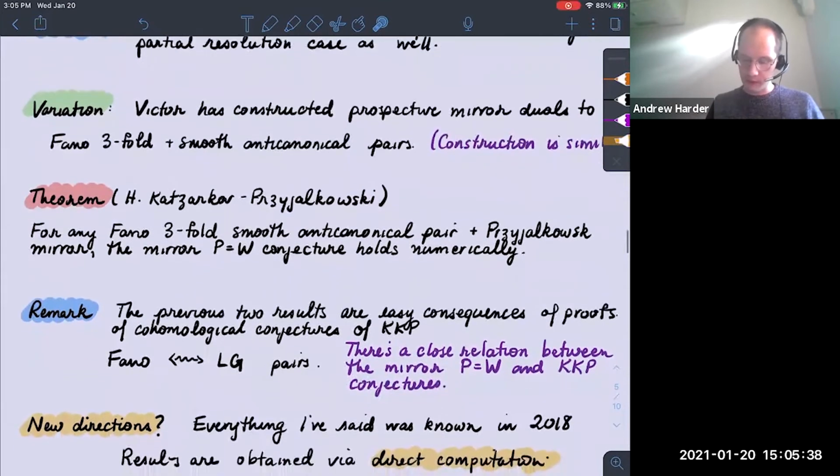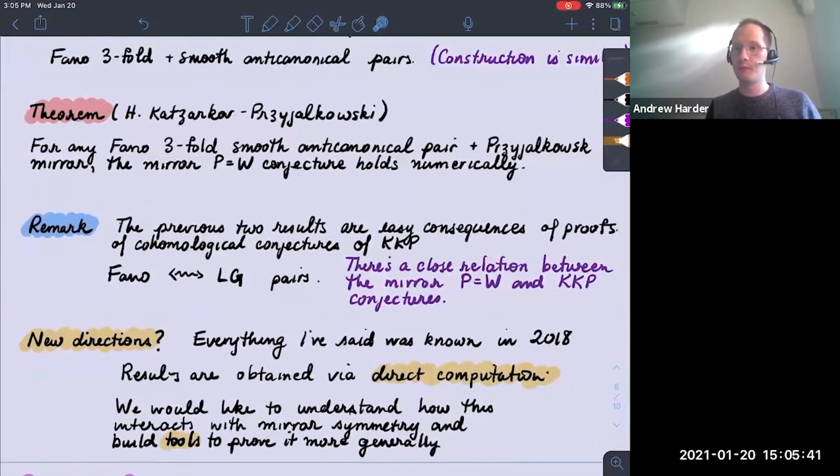Okay, so everything that I've said up until now is quite old. These are computations that were done in like 2018, and as I already mentioned, these are results that are done by essentially direct computations. There's no real subtlety involved. It's low dimensional. So the goal would be to understand how this whole conjecture interacts with various forms of mirror symmetry, and to use what we can learn by doing this to build tools to prove it more generally.